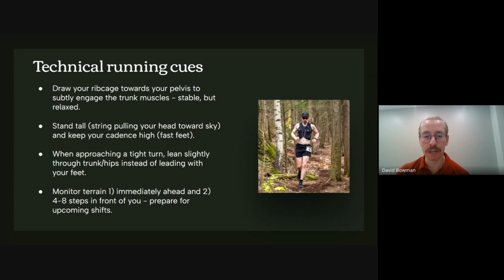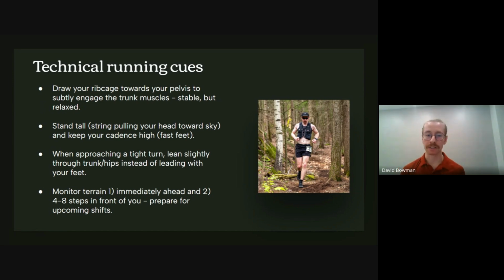When we're approaching a tight turn, so something like, say, a hairpin or a 90-degree turn in the trail, what I would want you to think about are trying to lean slightly towards the turn through your trunk and your hip rather than using your feet. And the reason for this is it's going to overall be just more energy efficient. And again, if we're thinking technical terrain is quite fatiguing, saving energy wherever we can is going to be in our best interests.